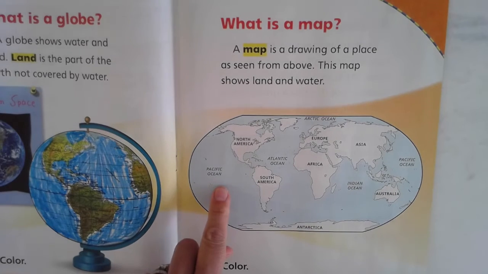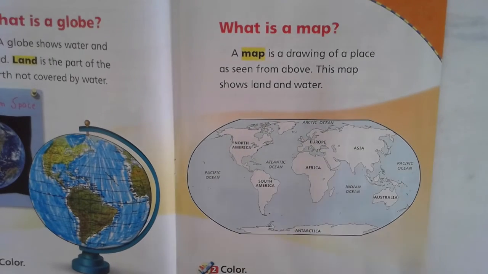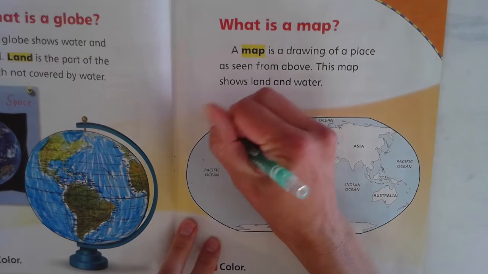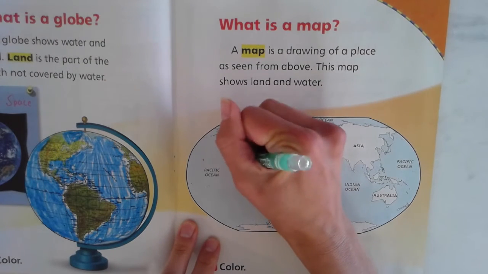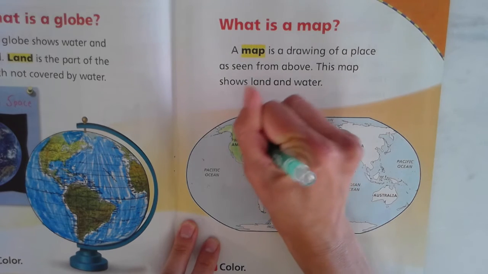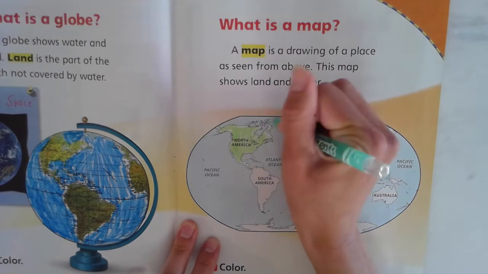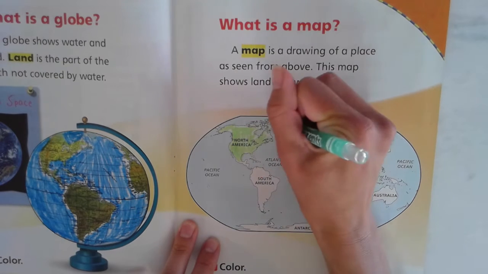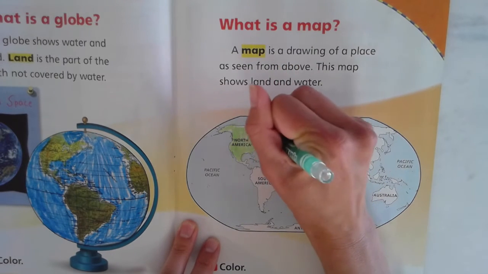So we know that this blue here is the water, and the land is mostly colored green with a little bit of brown and a little bit of orangey yellow. So I'm going to go ahead and try coloring the land. Mostly green. If you want to add a little bit more details, you can. So I'm going to color all the land green.